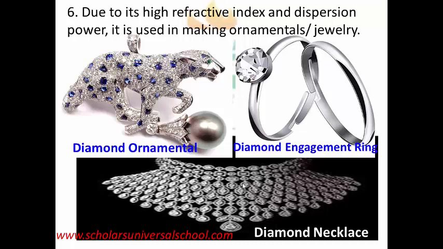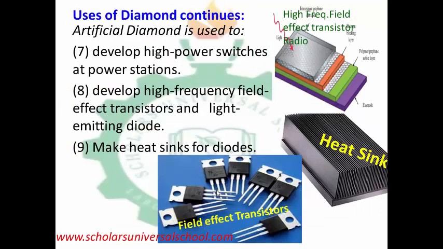Because of the high refractive index and the high dispersion power, when light strikes the surface of diamond, it shines back, and you can actually appreciate the beauty of the material. So that's why it is used in making all this jewelry, because of the high refractive index and high dispersion power. So let us consider the other uses.